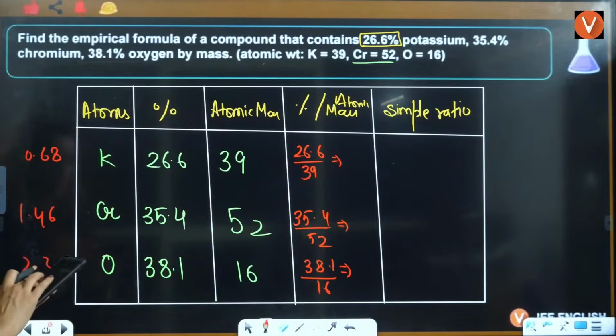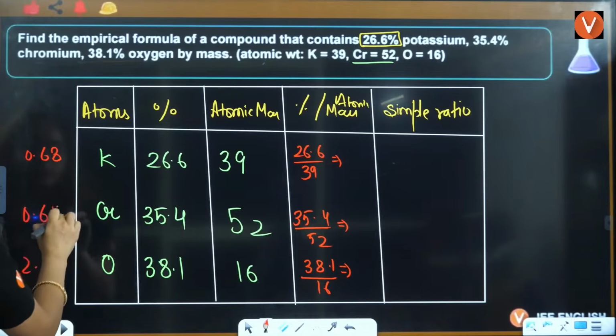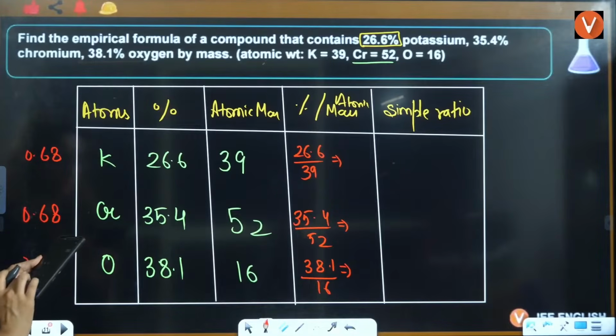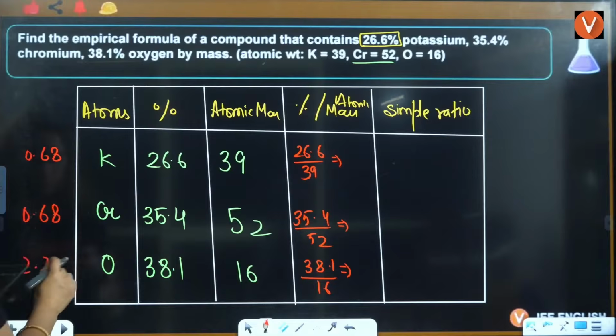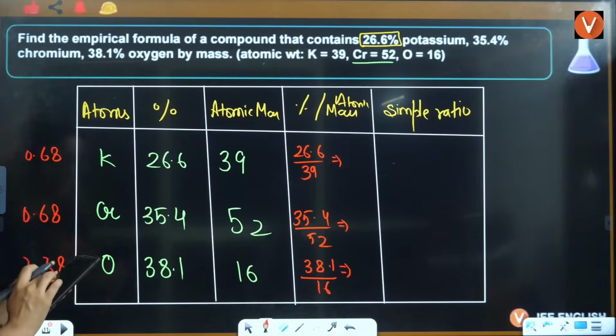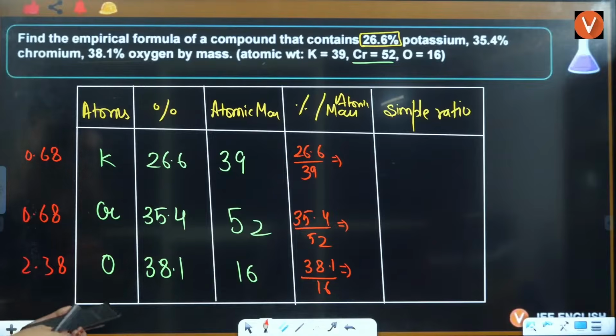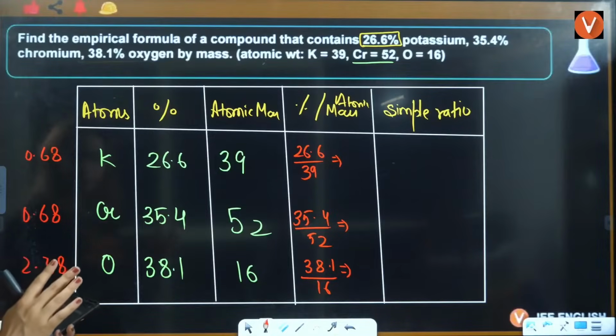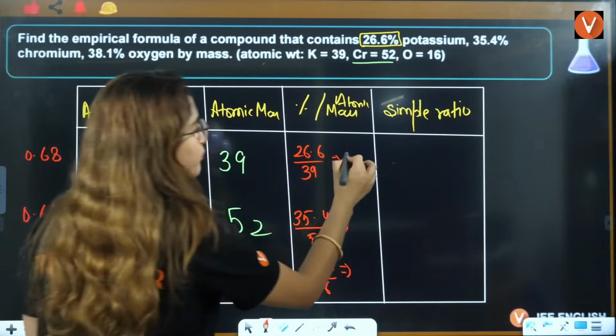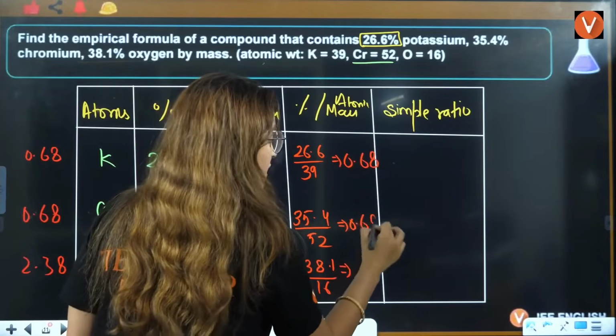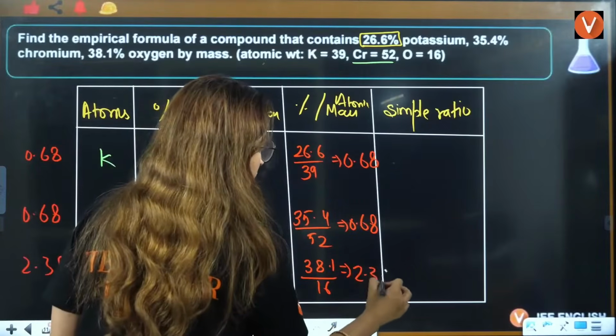This will be... this is also coming out to be 0.68 only, right? And this will be, I think, 3 times, right? That is 2.38, and if I multiply this 35.4 divided by 52 with 3, I am getting 2.04, which is not approximately the same, I would say, right? This is coming out to be 0.68. Here calculations are tough, that is absolutely right.